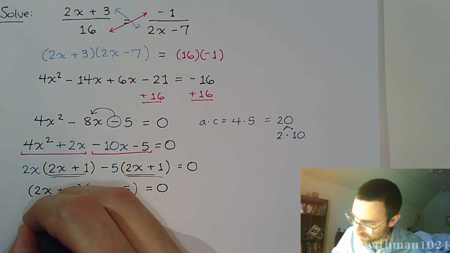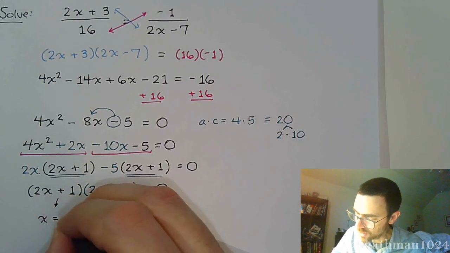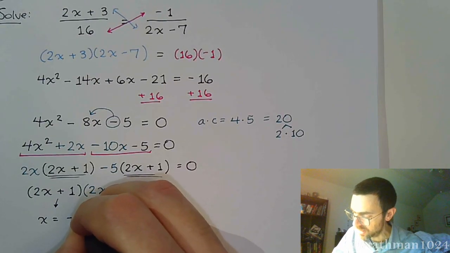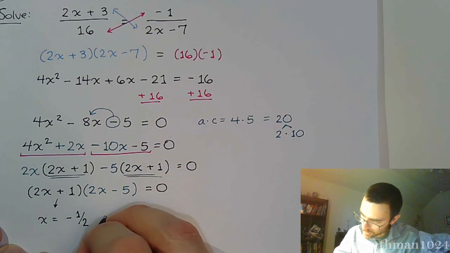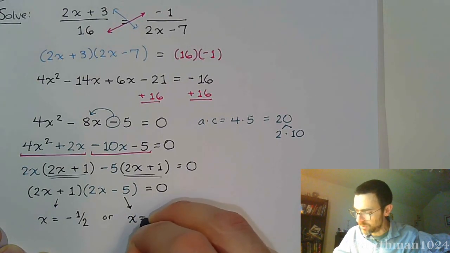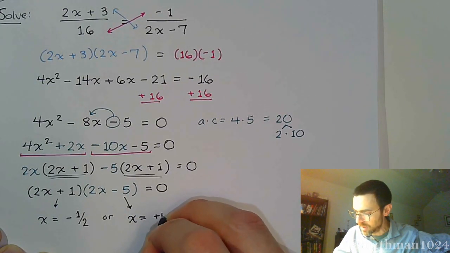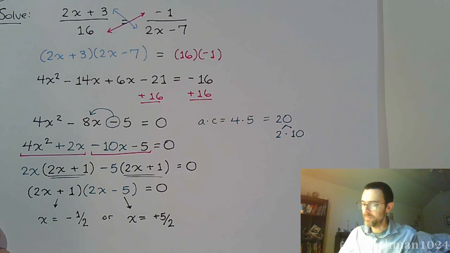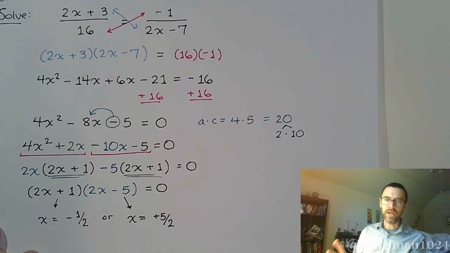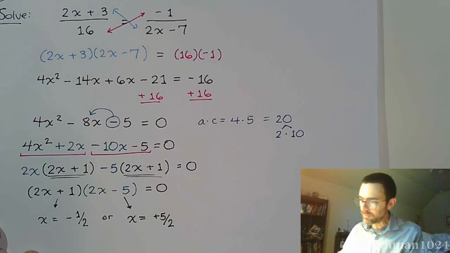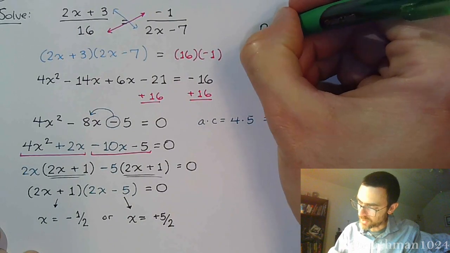So from here, that means x is going to equal, we've got to subtract 1 and divide by 2, or from here, x is equal to, we add 5 and divide by 2. You know, I was about to box these guys, but I have to make sure that we take care of something first.